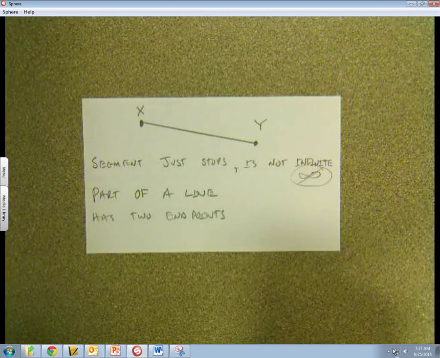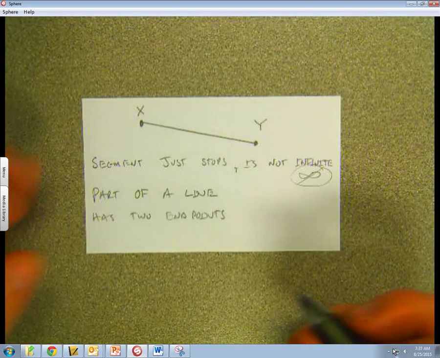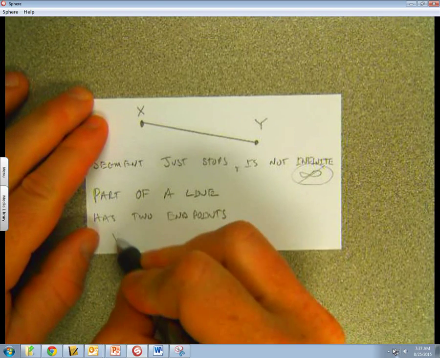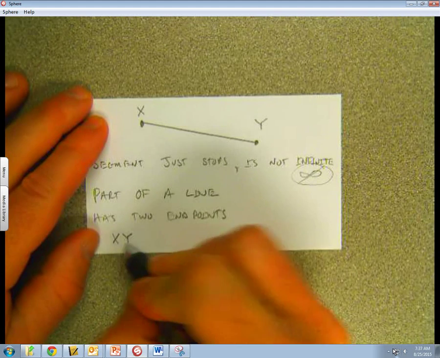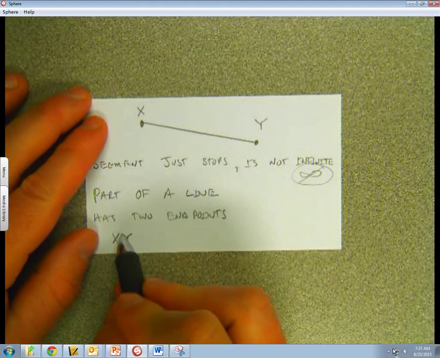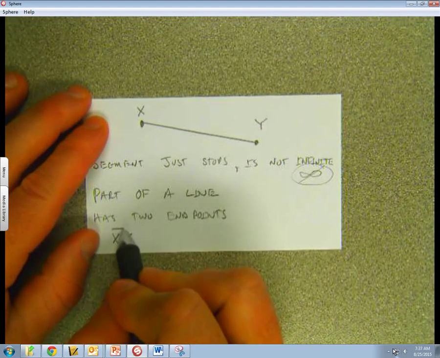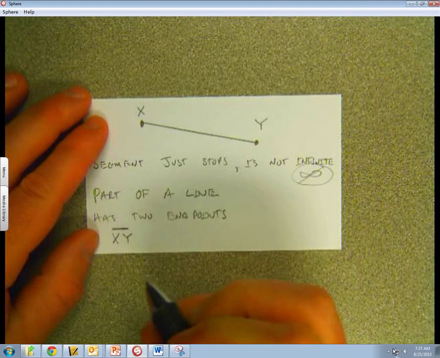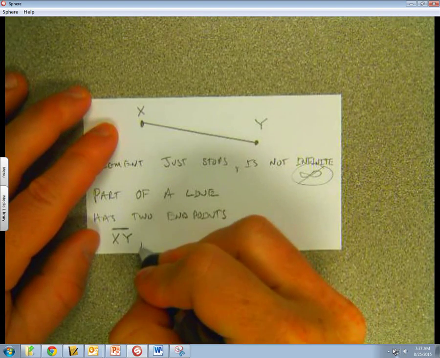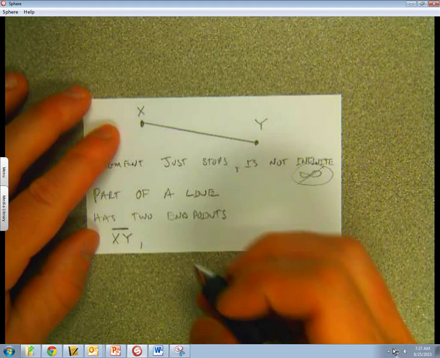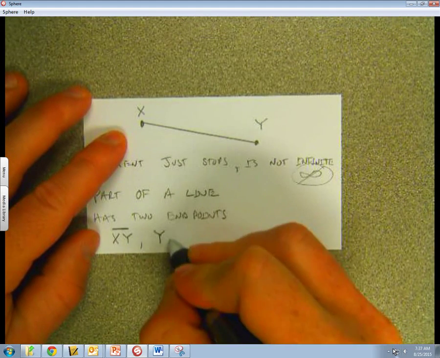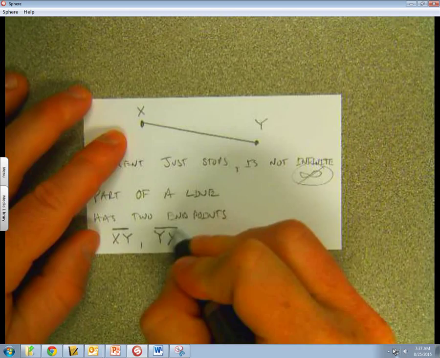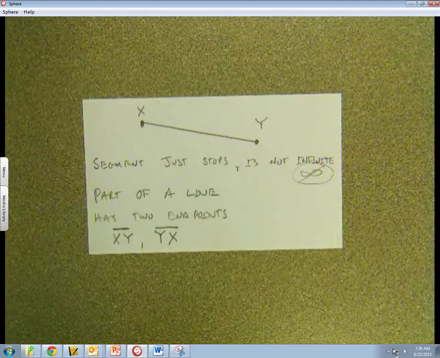So how do we write this? Well, very similar to a line, we have segment XY, and then instead of the line on top, we have the segment on top. Now if we can write it segment XY, we can also write segment YX. So there you go, segment. Okay, cousin of the line.